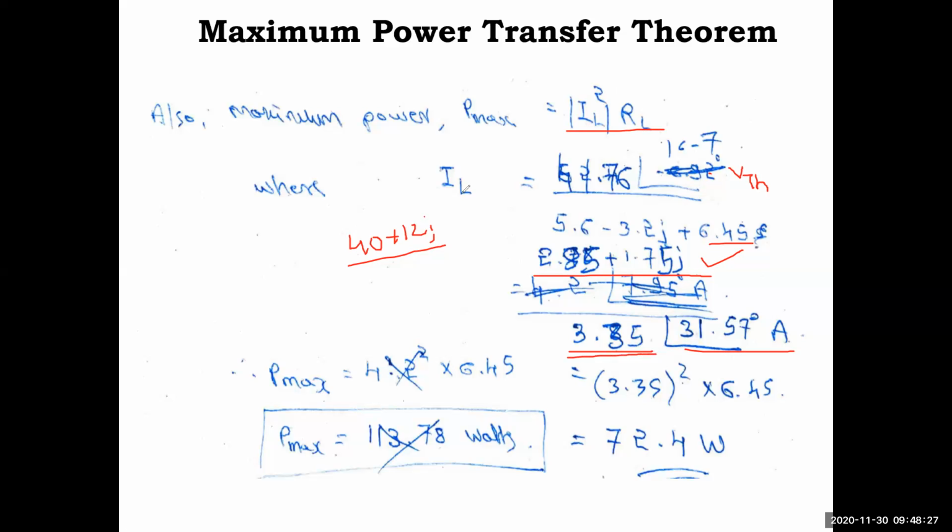So P max is IL square into RL. The magnitude of IL is 3.35. Take its square, multiply with RL. Note down the value, you'll get 72.4 watts. This is the power. Hope the steps are clear, you can repeat if you want. Whatever I have noted down is also clear to you. This is one part and this is the answer, and this is the converted part of current IL. And here it is P max, P max equal to IL square into RL. So this is the P max.